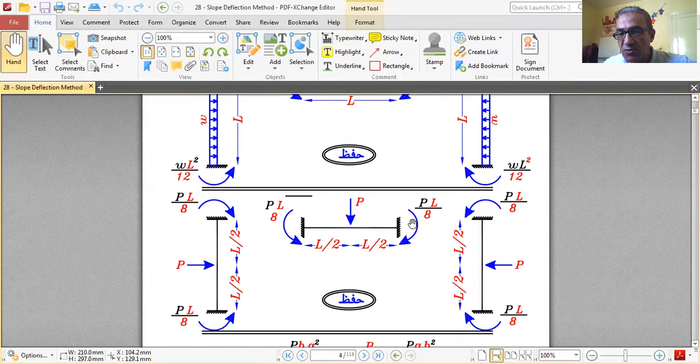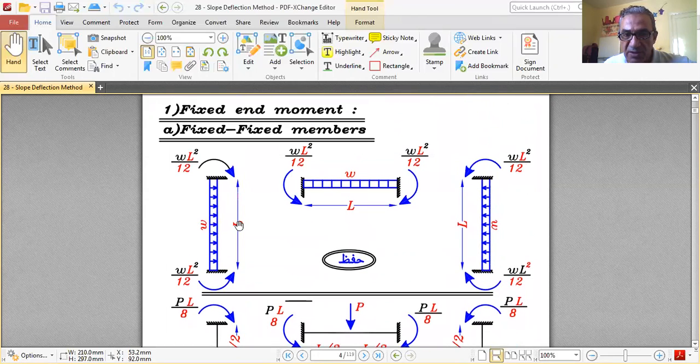What about concentrated load on a fixed beam? For concentrated load on a fixed beam or fixed column, either P is here or there, or P is down on the beam, the fixed end moment is PL over 8. So if the load is like this, the fixed end moments are with the tail of the load. The same thing over here: the moments are with the tail of the load.